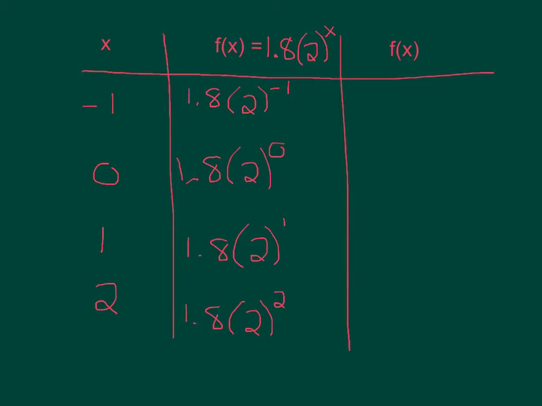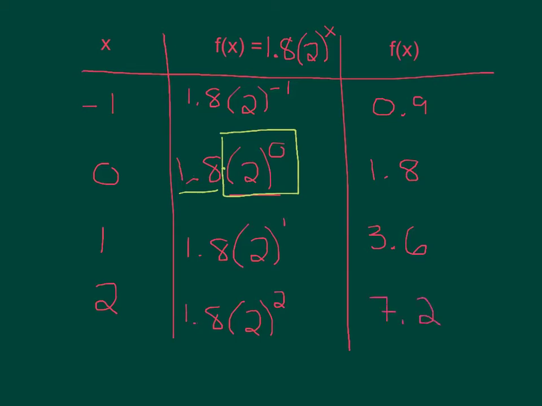So 1.8 times 2 to the power of -1, you should get 0.9. And then 1.8 times 2 to the power of 0, 2 to the power of 0 is 1, and then 1 times 1.8 is 1.8. So just the order of operations that you need to remember, you're always evaluating the power first, because you do exponents first, and then you multiply by the coefficient. So the next one, 2 to the first power is 2, times 1.8 is 3.6. And then the last one, you should get 7.2.